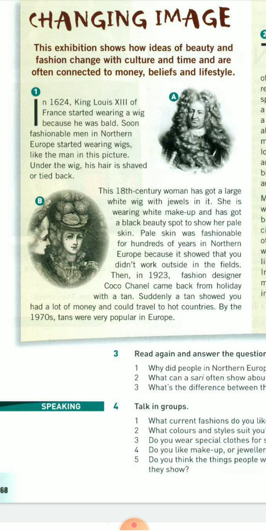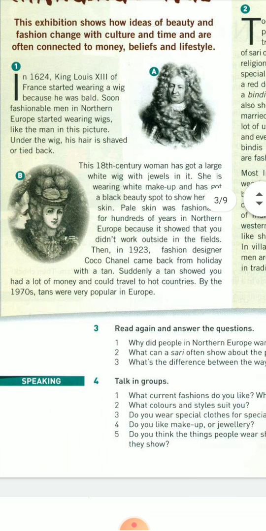Letter B. This 18th century woman has got a large white wig with jewels in it. She put jewels in the hair. She's wearing white makeup, very super white makeup, and has got a black beauty spot to show her pale skin.